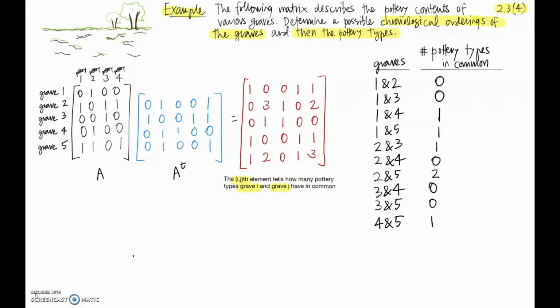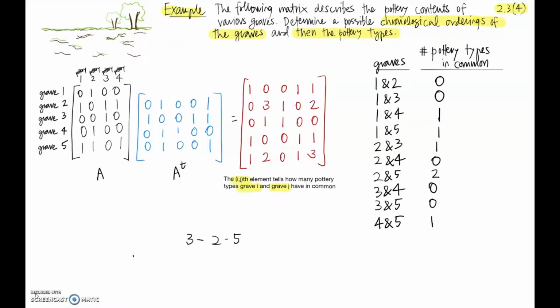Okay, so we have all this information. Let's look at who should be close together chronologically. For sure, graves 2 and 5 look like they need to be close together because they have the most pottery in common. Let's look at who else is related to 2. So 2 and 5 have these. 2 and 4 don't have anything together, but 2 and 3 have something together. And so 2 and 3 should be close together. Interestingly, 3 and 5 have nothing in common, so maybe the relationship is something like this.